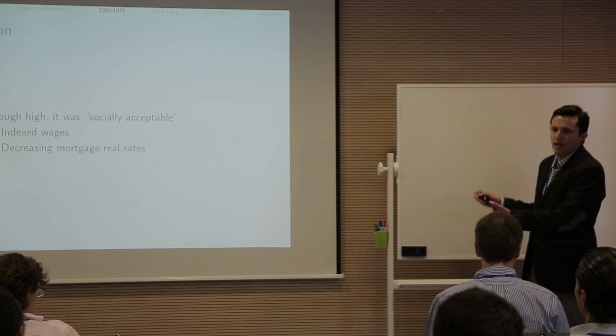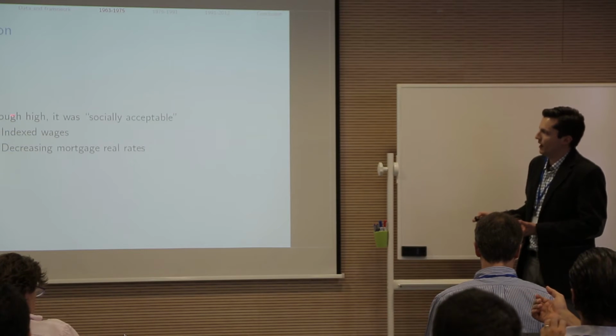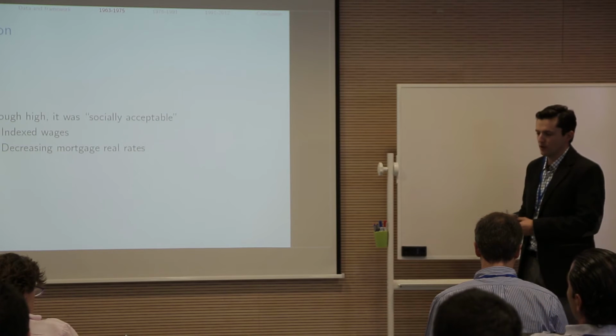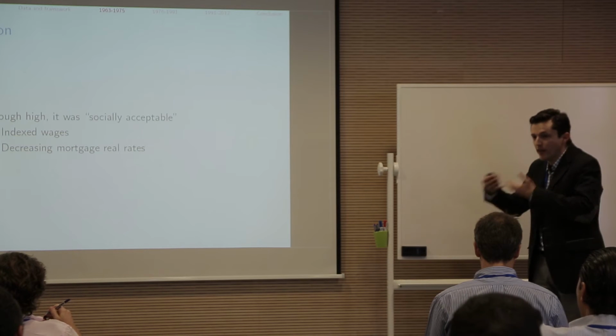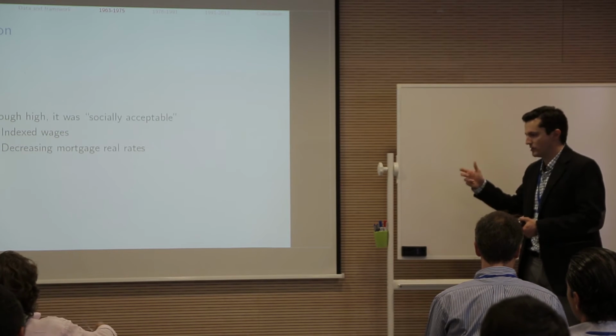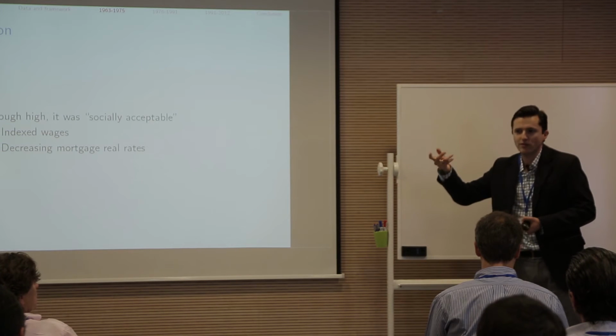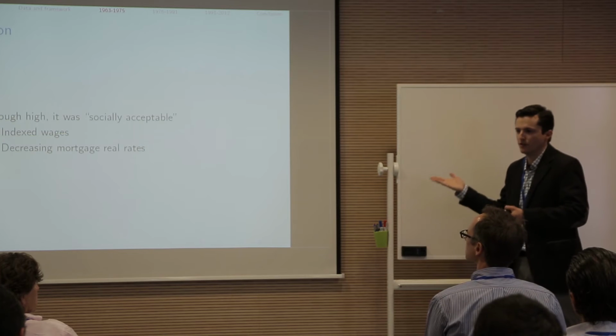So inflation during this time was high, and it became socially acceptable. The reason why it became socially acceptable is because there was a lot of indexation going on. So wages were indexed. Actually, nowadays, there's still a lot of indexation. Everybody gets a raise depending on the inflation, and the minimum wage increases by more than the inflation each year.